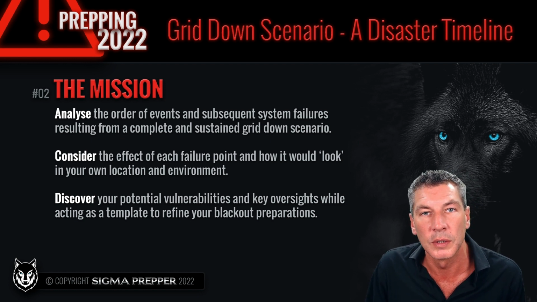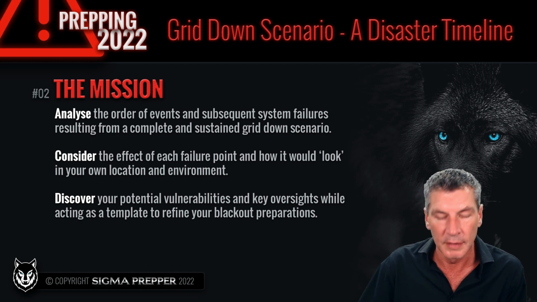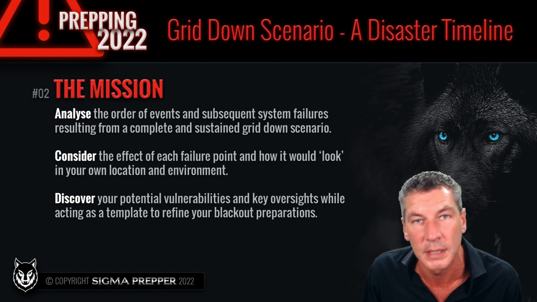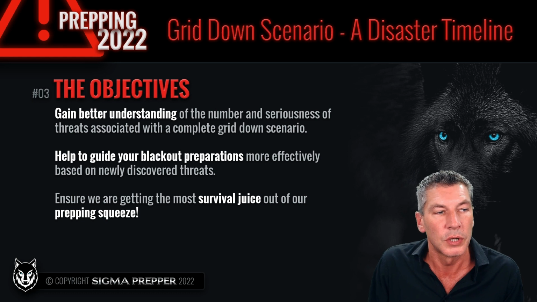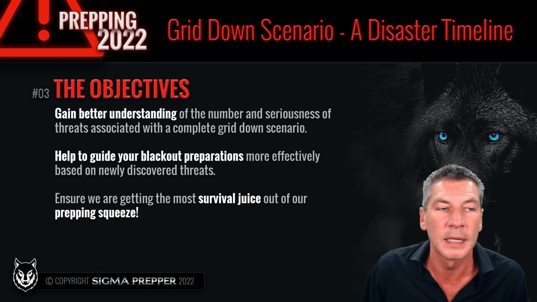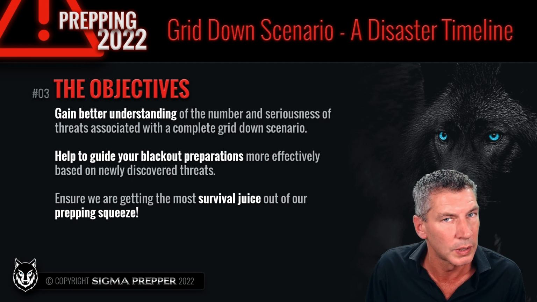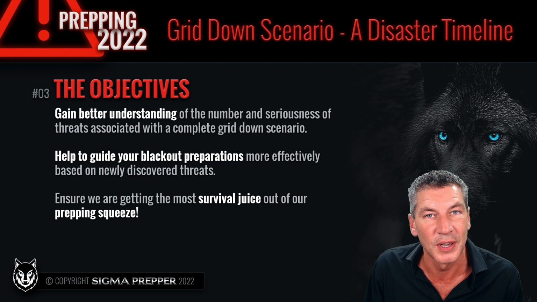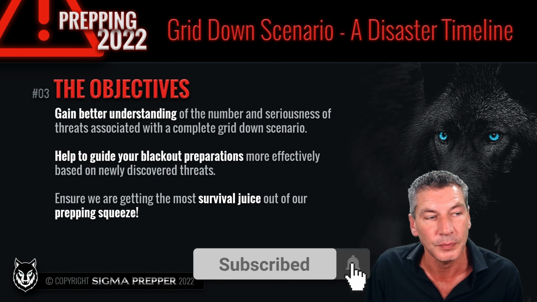So as we go through, there'll be things that you perhaps haven't considered. There'll be things that we can sort of analyze further and get an idea of how these could affect us in our neighborhoods, in our areas, in our towns. So yeah, the objective is to gain a better understanding of the number and seriousness of threats associated with a complete grid down scenario. I think there's a lot of things that happen that people kind of overlook. It's worse than you think. It's always worse than you think.